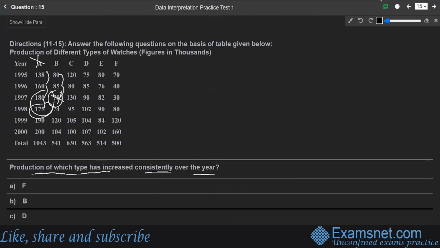Consistently, it has to increase. Type C, 120 to 180. In the beginning itself there is a drop, so that is also cancelled. For D, 75 to 85 to 90 to 102 to 400. Yes, this is the type where everything is consistently increasing. So type D becomes the right answer for us, and that is the right answer.